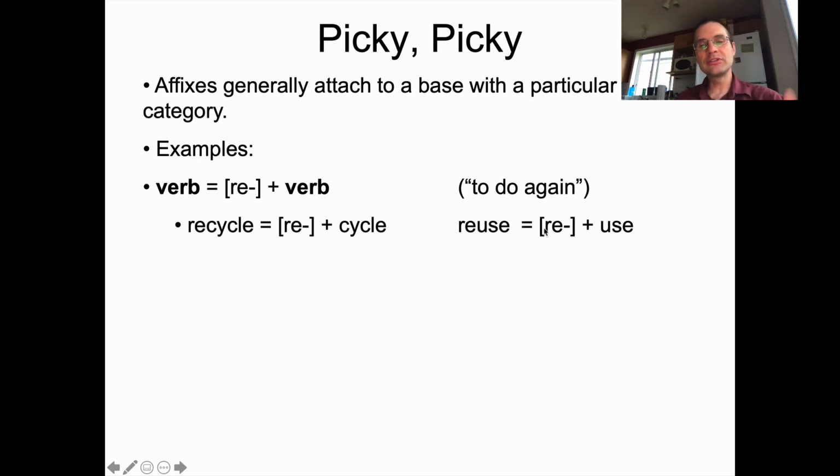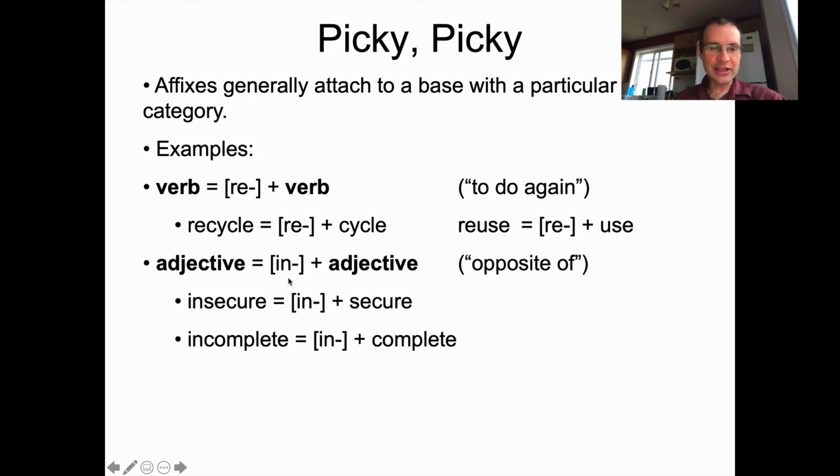So use, you can reuse something, which means that you use it again. Cycle is a little more opaque in terms of its meaning, but you can say cycle, like to put something through a cycle, like turn your computer off and on again. And then you can recycle it again, which means a little something different, like Lisa Simpson's version of recycling, but it's the same sort of structure underlyingly. This is a verb, you add re to it to create another verb to do it again.